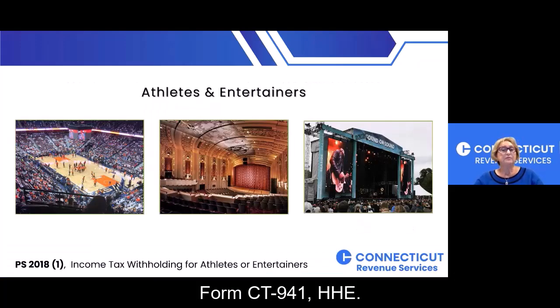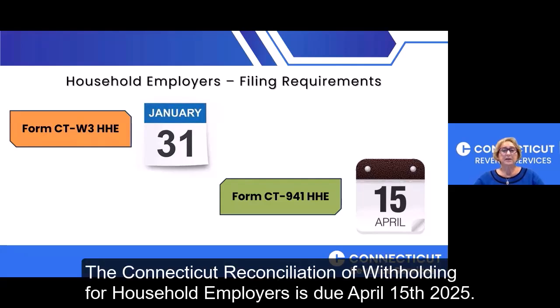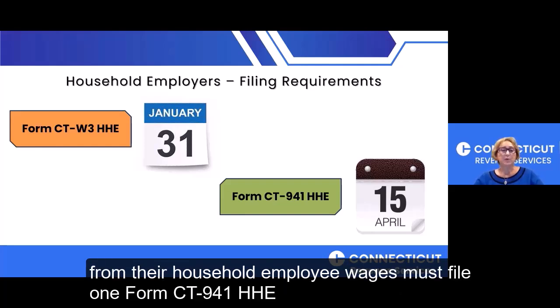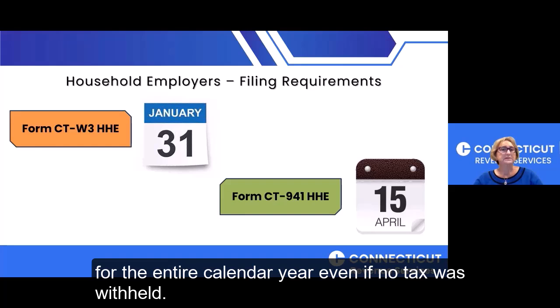Form CT-941HHE, the Connecticut Reconciliation of Withholding for Household Employers, is due April 15th, 2025. Household employers registered to withhold Connecticut income tax from their household employee wages must file one Form CT-941HHE for the entire calendar year, even if no tax was withheld.